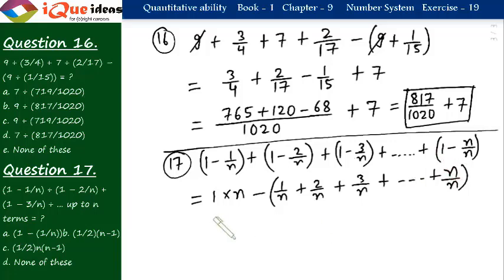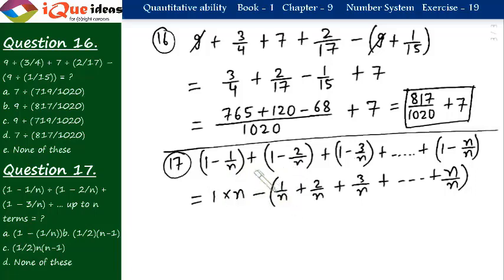Look at it again. Every bracket here has 1 in it. So we have added all the ones together because they're all positive. So n times 1 will become 1 into n. Now all the remaining fractional parts have negative sign before them, so we have taken minus sign common.